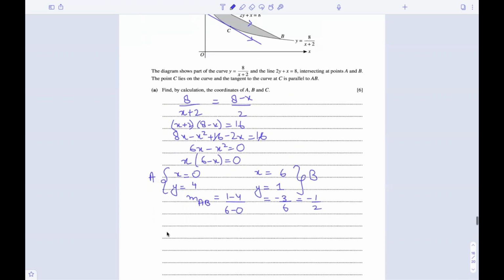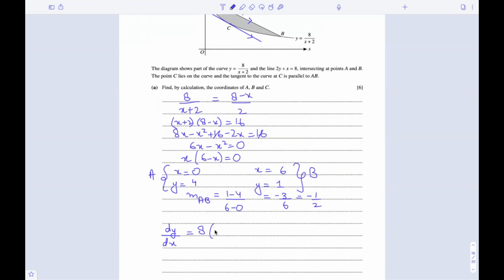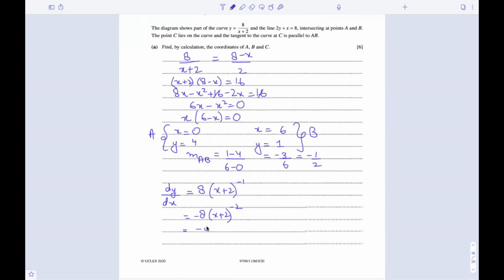The gradient of the curve at point C is dy/dx. So finding dy/dx, we know that the equation of the curve is y equals 8 times (x plus 2) to the power minus 1. Differentiating this, we get minus 8 times (x plus 2) to the power minus 2, or minus 8 upon (x plus 2) whole squared. Equating this to the gradient of the line AB, we have minus 8 upon (x plus 2) whole squared is equal to negative 1 upon 2.